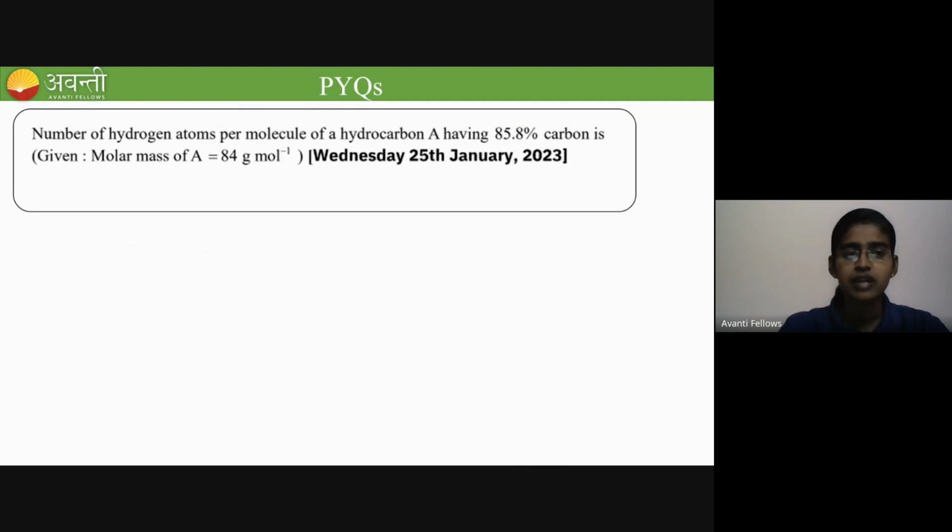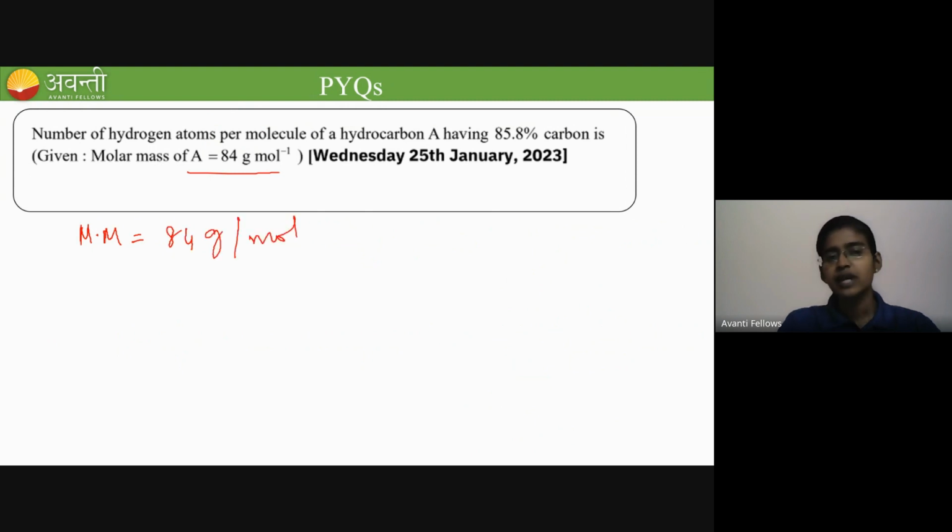The number of hydrogen atoms per molecule of a hydrocarbon A having 85.8% carbon is? So, the percentage of carbon is given in the hydrocarbon, but you need to find out the number of hydrogen atoms present per molecule. The molar mass of this hydrocarbon is given as 84 gram per mole, right? So, a hydrocarbon contains carbon as well as hydrogen.